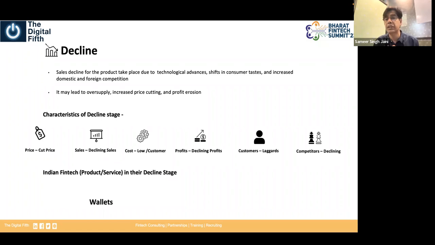We have also seen, I personally use a wallet because I hate those individual debits in the account. There are a lot of things which the market is doing to support it.